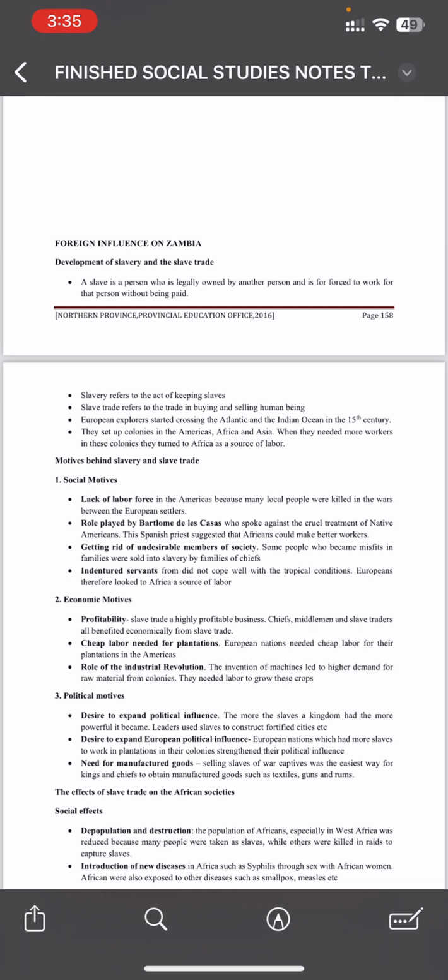Then getting rid of undesirable members of society. In the 16th century, there were times when in the society you would have people who were labeled. Let's say you over drink, you're a drunkard, you are labeled as useless in the society. So when these Europeans came, this would be a perfect opportunity to get rid of these people. Just sell them off as slaves because they were not adding any value to the community. So it was a way of getting rid of undesirable members of society.